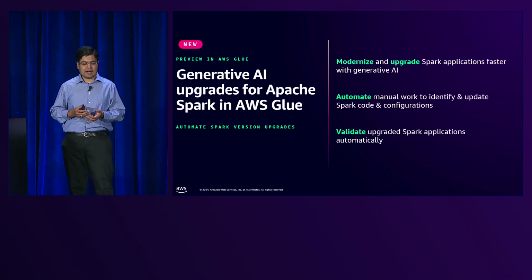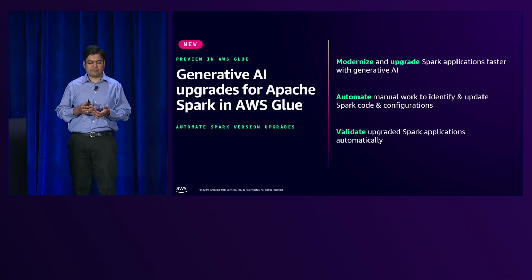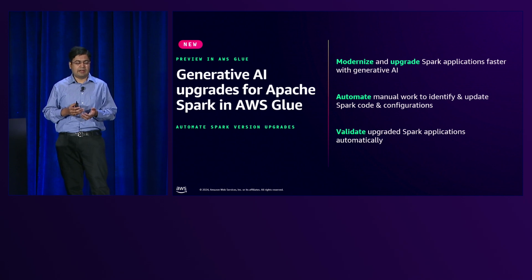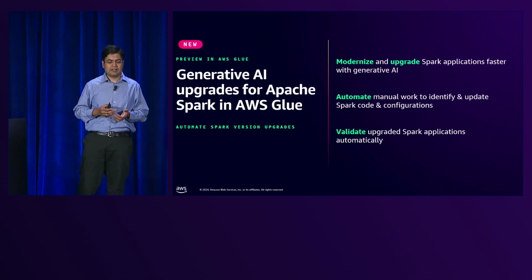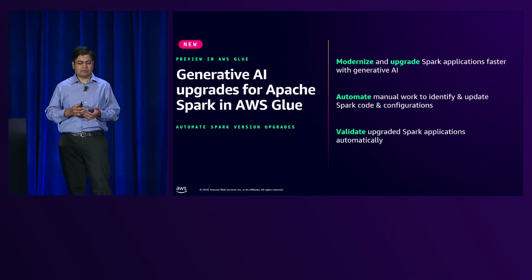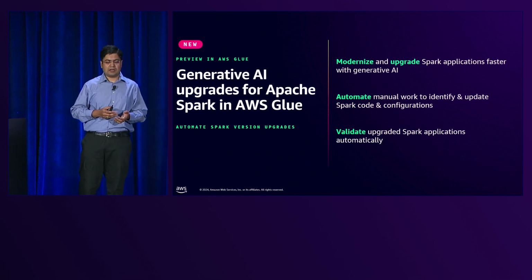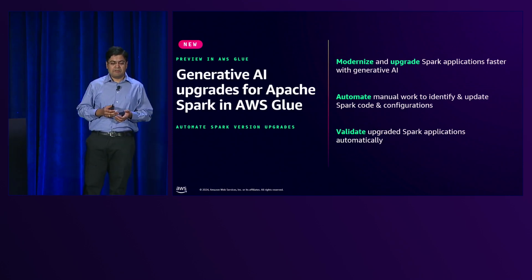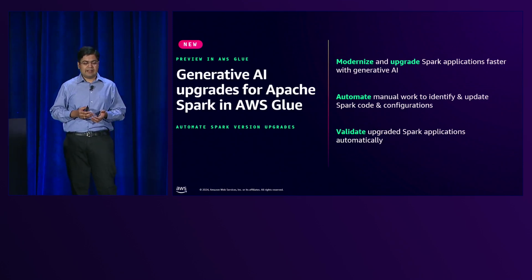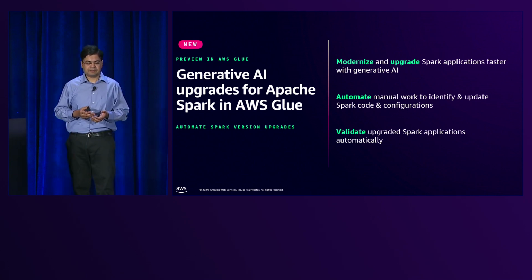In fact, some of the configuration values change, and new configurations are introduced, which are also sometimes backwards incompatible. As a result of that, the upgrade process for developers is sometimes very painful. Some customers even told us that it takes multiple months for them to upgrade their thousands of applications in an enterprise setting from one version of Spark to another. And this is all manual. With this capability, we are automating this process so that they can upgrade their applications faster with generative AI.